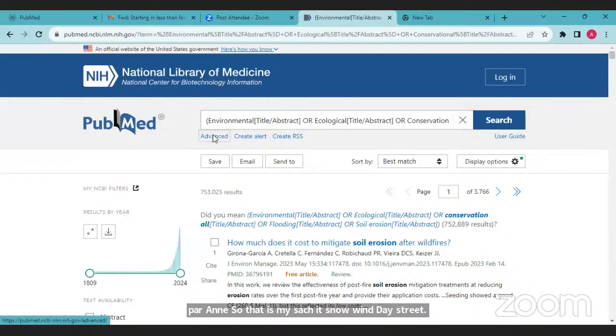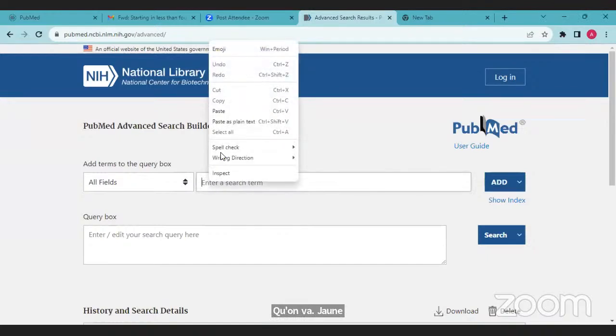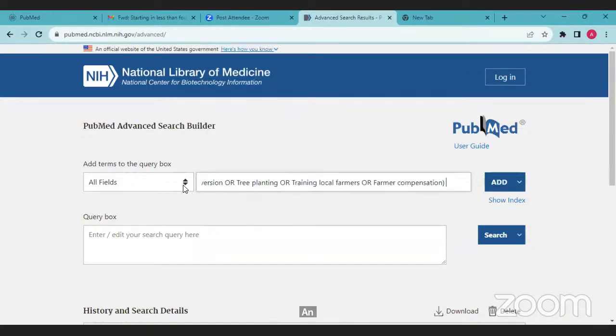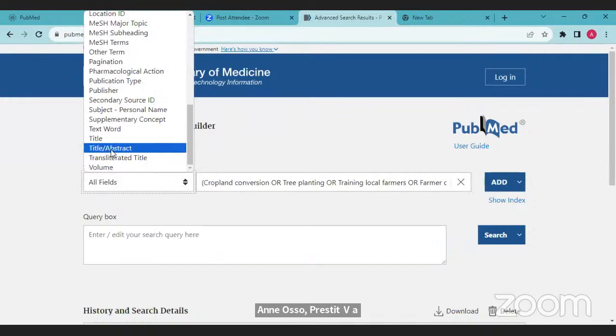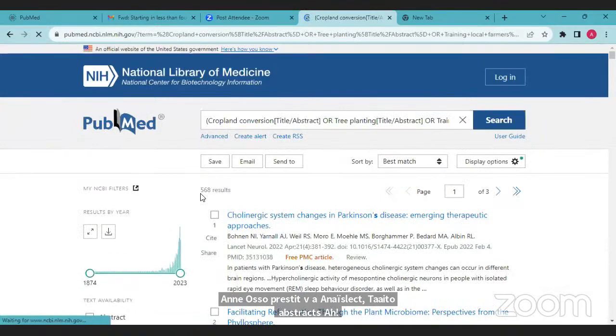I'm going to go back and pick another concept, which is cropland conversion, and I also paste it there, and I select title abstract, and I add it to the search query, and I run the search. It has given me 568 studies.